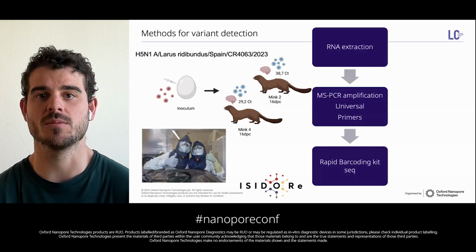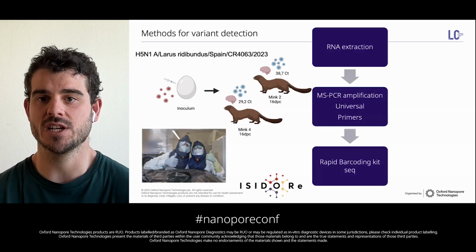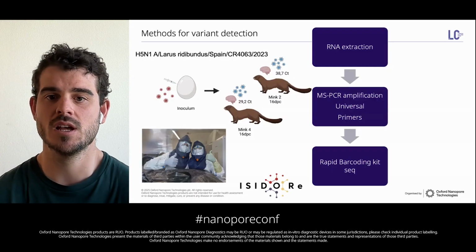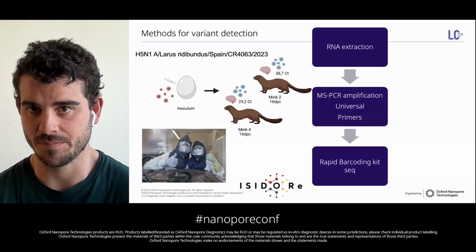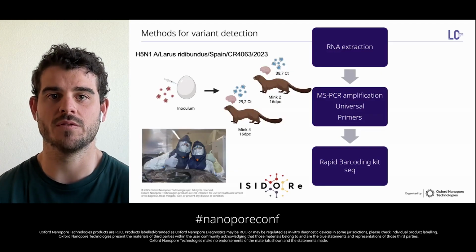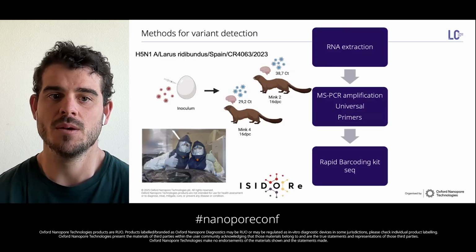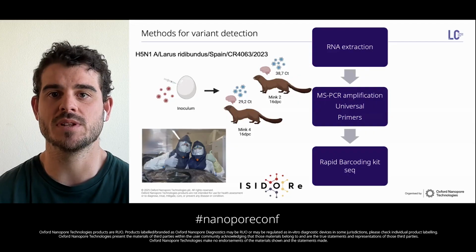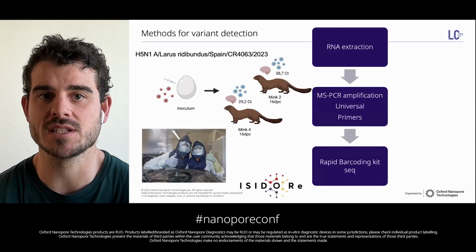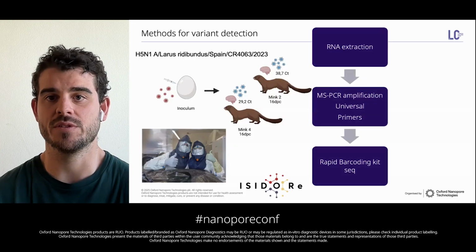What we did is perform RNA extraction, the amplification of all the segments of the virus with these universal primers I told you before, and the rapid barcoding kit sequencing. It's important also to mention here that this is a good example of the portability of this technology because it allows us to perform this inside the BSL3, reducing the biosafety risk of this method.